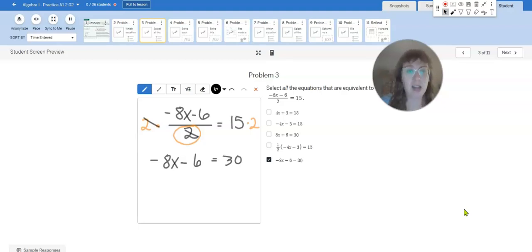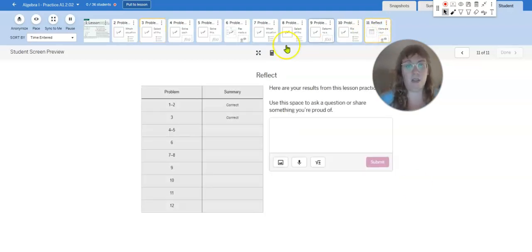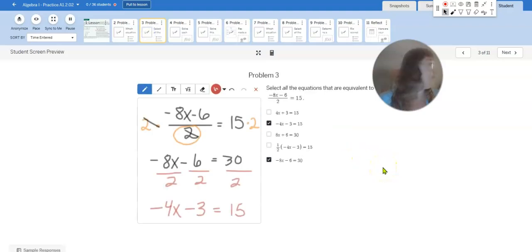Let's see. Okay, so it says select all the equations. Ooh, so the only other one we're going to have is if we divide everything by 2. Negative 8x divided by 2 is negative 4x, negative 6 divided by 2 is minus 3, and 30 divided by 2 is 15. So we also see that here with negative 4x minus 3 equals 15. Nice. And that one is all set. So it's just those two.